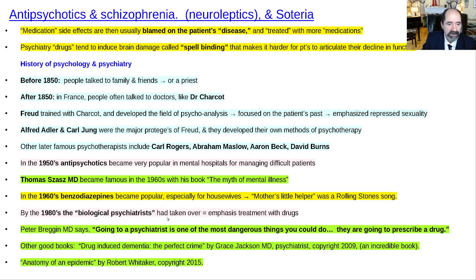In fact, Breggin says going to a psychiatrist is one of the most dangerous things you could do. A biological psychiatrist is going to prescribe a drug. And then he says all psychiatric drugs, the common ones for treatment of the common diseases, are neurotoxins. Okay, so what's your chance long term of getting better? In the short term, maybe somebody's out of control and a psychiatric drug in that context, like an antipsychotic, can have some validity, but the longer persons stay on these drugs, the worse outcomes they tend to have.